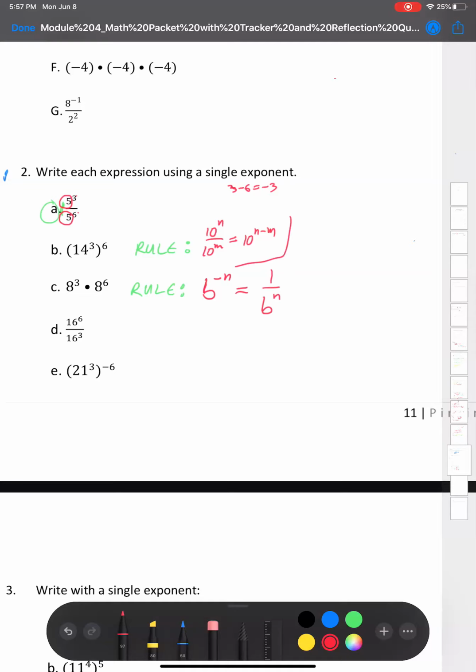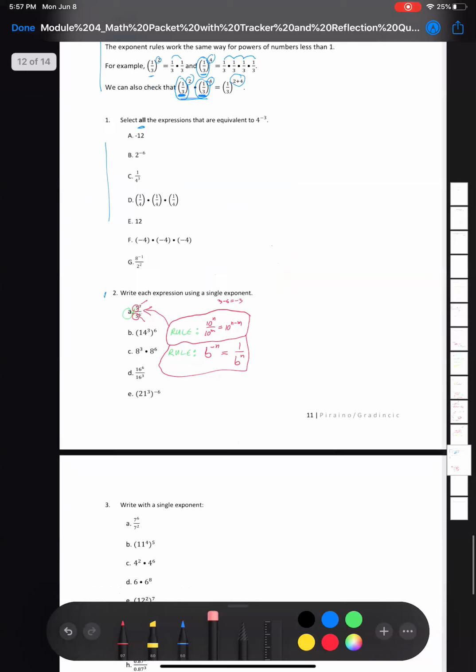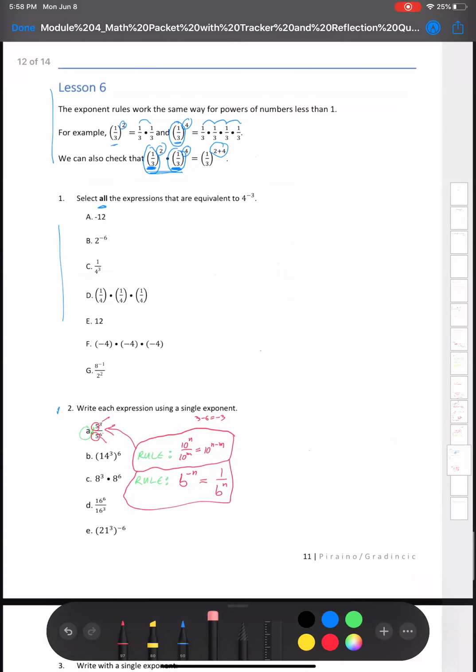So you can go ahead and use these 2 rules and apply them to this problem right here to rewrite that expression using a single exponent. Right now you have 2 exponents, you have 3 and a 6. You're going to write it as a single exponent expression. So go ahead, that's the process. That's how I would go about doing all of these problems in the lesson 6.